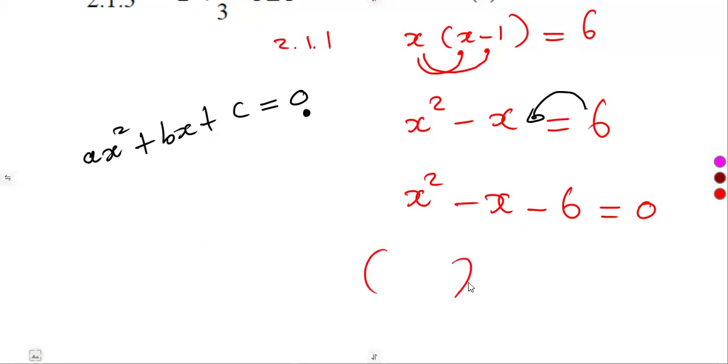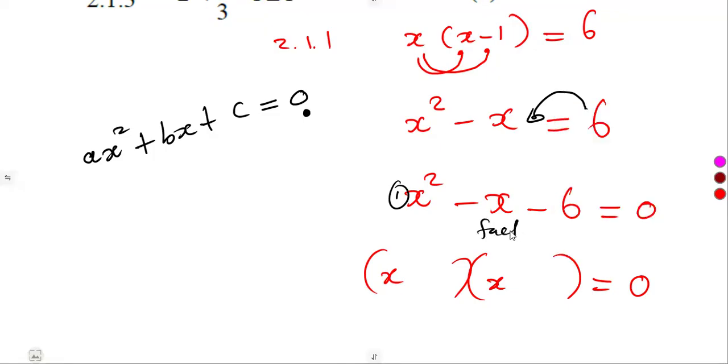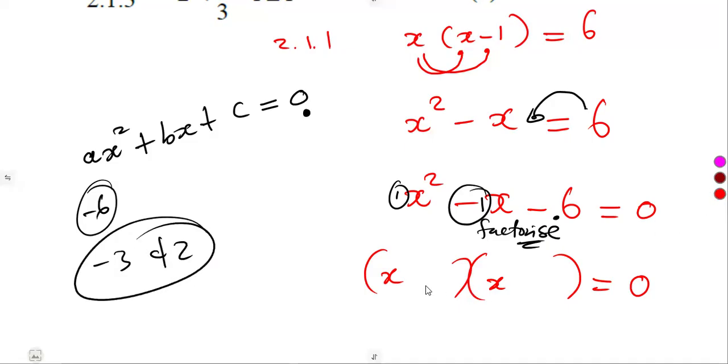By factorization, the coefficient of x squared there is 1. So you can simply have 2 brackets, knowing that this will be x and this will be x. That is the concept. You have to factorize this one. What are the factors of -6 which will add up to -1? There are so many, but we talked about these before. It was -3 and 2. So that's -3 plus 2.